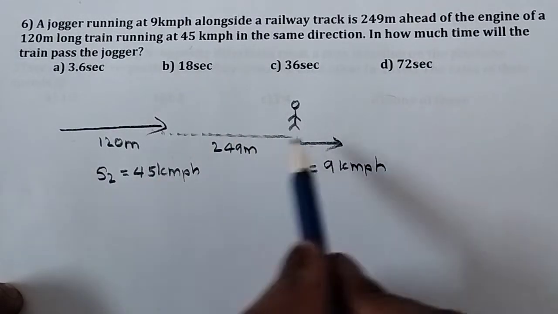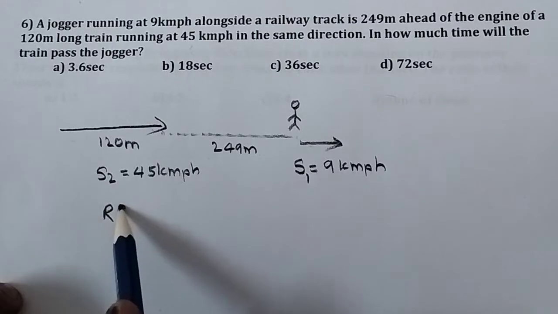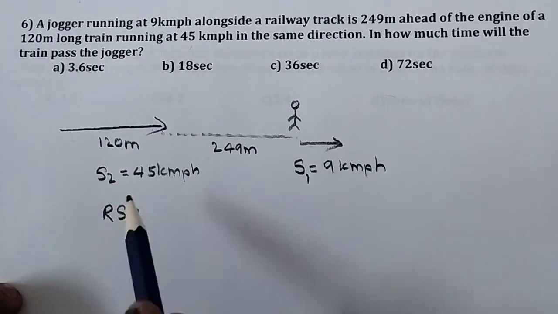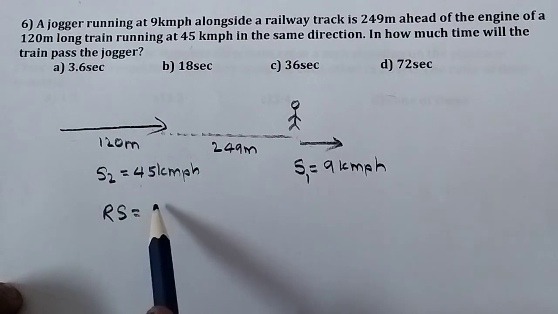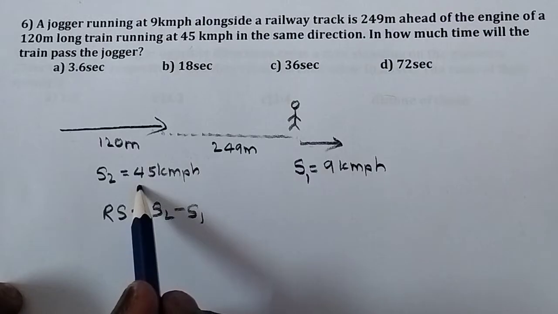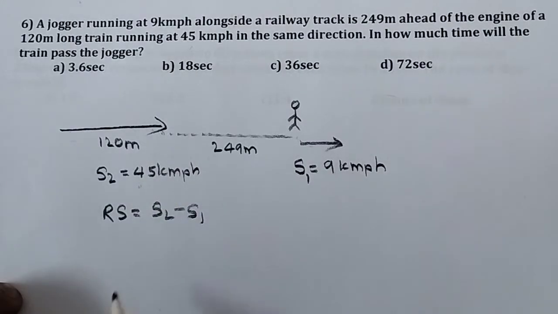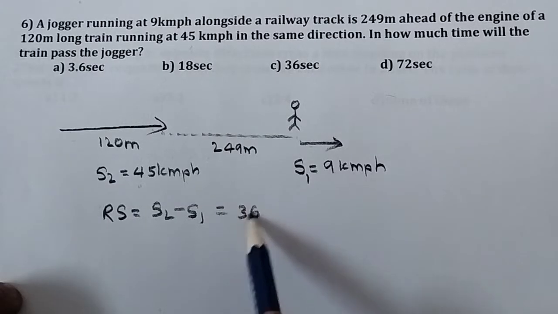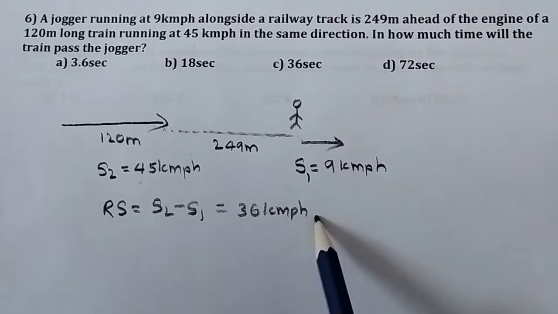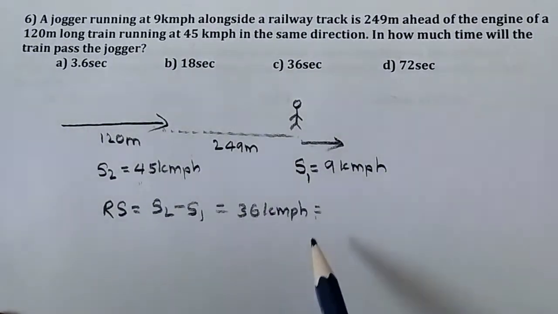See, if both are moving, we consider the relative speed. Relative speed, if both are moving in the same direction, we apply S2 minus S1. Why? Because the S2 speed is more than S1, we consider S2 minus S1. Now that is 36 kilometers per hour. So 36 kilometers per hour I convert into meters per second.